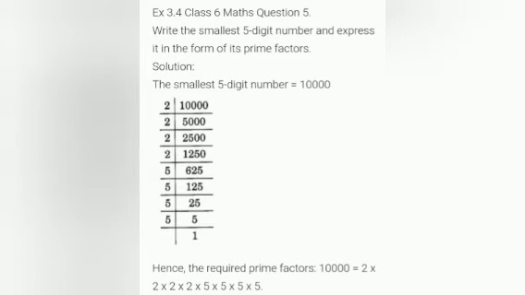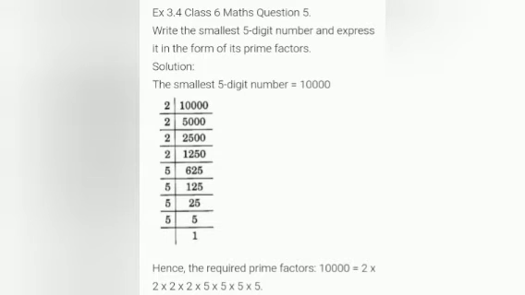Let us move towards the fifth question. Write the smallest 5-digit number. Smallest 5-digit number कौन सा है? It is 10,000. Express it in the form of prime factors. So prime factors निकालिए. 2 से divide होगा. 2 से divide करेंगे आएगा 5,000. The 5,000 divided by 2 we got 2,500. That number divided by 2 we got 1250. Further divided by 2 we got 625.